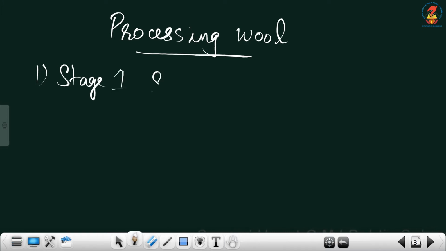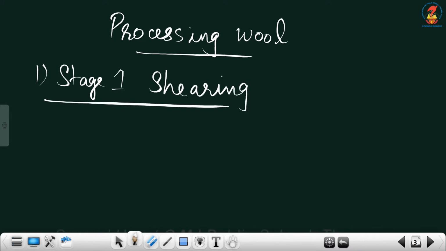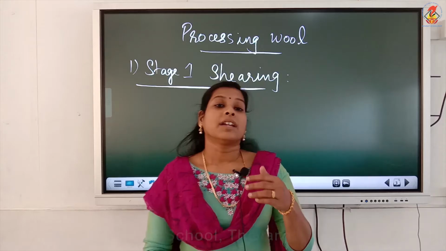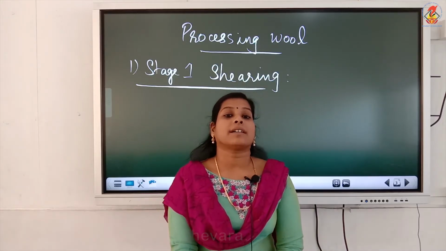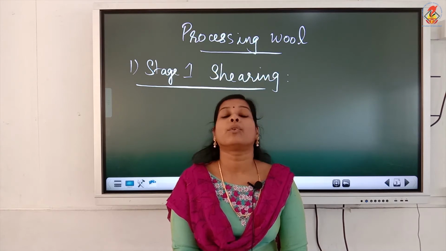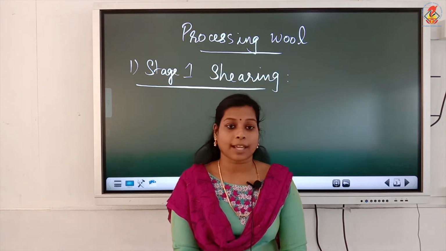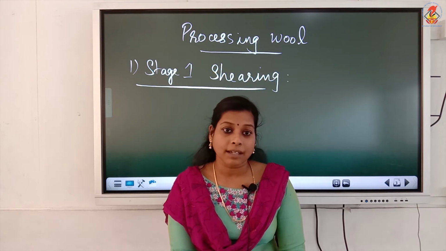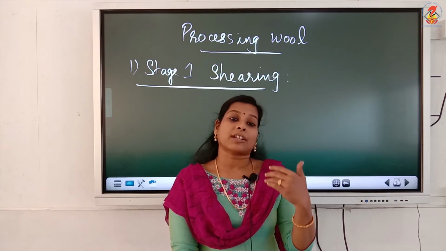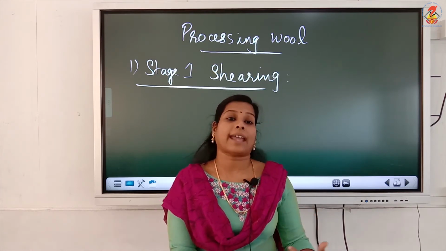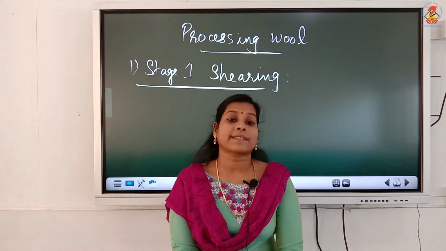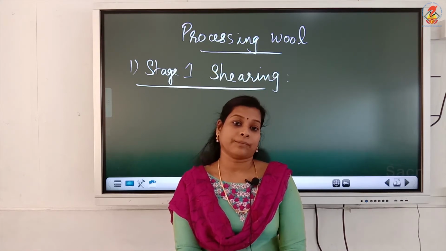stage 1, which is known as shearing. What do you mean by shearing? Shearing is the shaving of the hairs from the wool giving animal. Different types of wool giving animals are there. From the body we are removing the hairs, and that process is known as shearing.